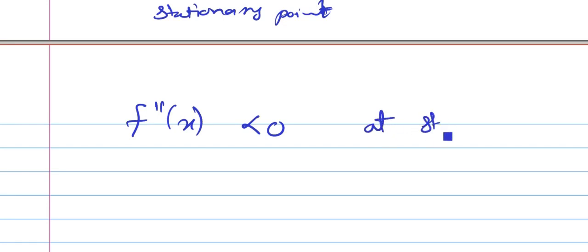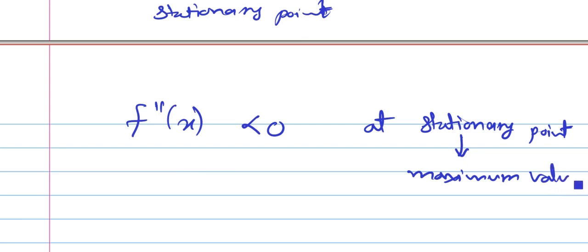Suppose at a stationary point the second derivative is less than 0. How do we get the stationary point? f dash x equal to 0 gives you the stationary point. If the second derivative is less than 0 at the stationary point, then at this stationary point we will get the maximum value. So the function attains its maximum value at this stationary point.